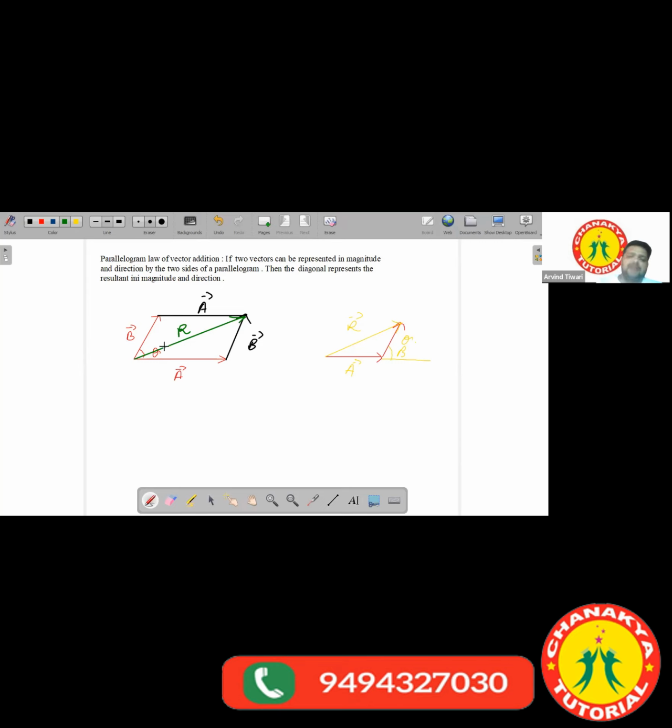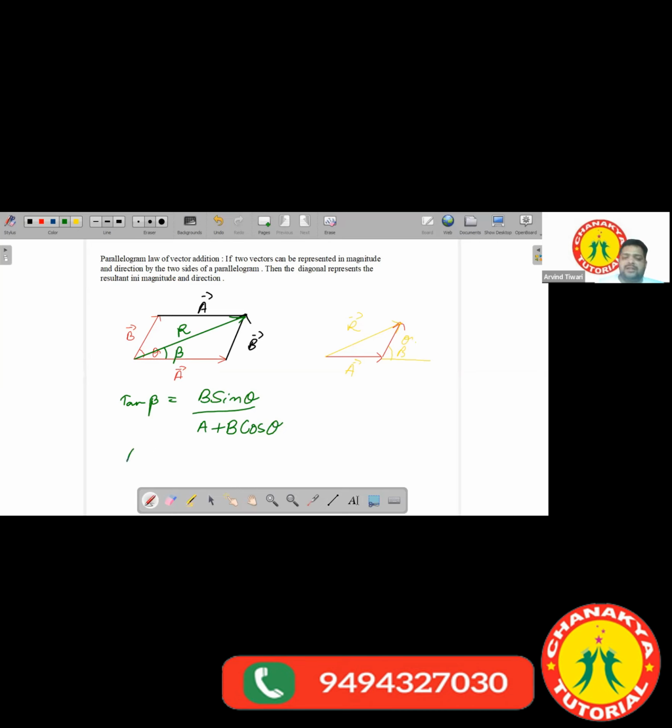Here also, if you take the angle beta, we can find out the trigonometric ratio tan beta, and hence tan beta would be equal to b sin theta over a plus b cos theta. So this was the formula we did yesterday to find out the angle beta which the resultant vector makes with one of the vectors, with the vector A. So we get tan beta as this.